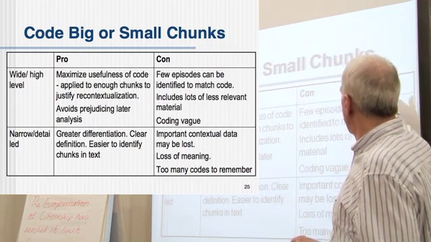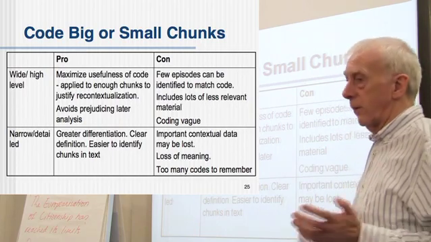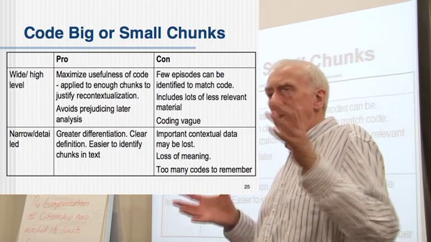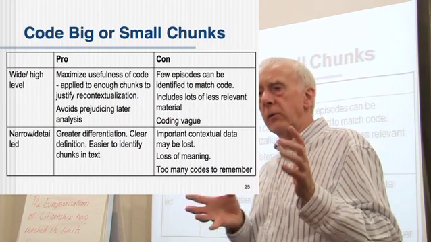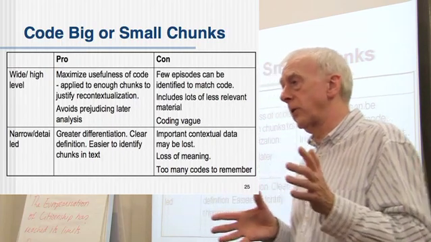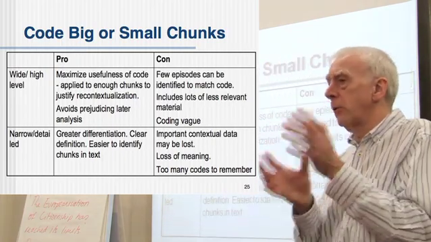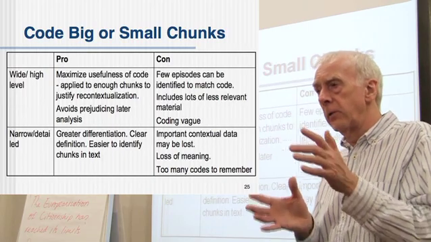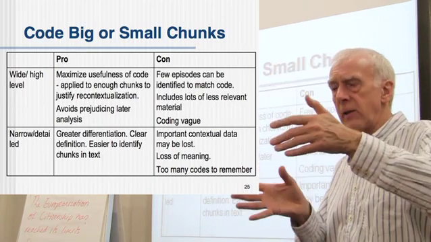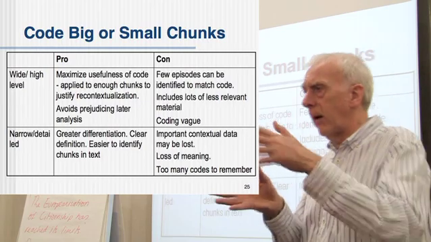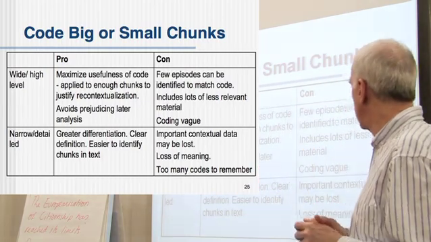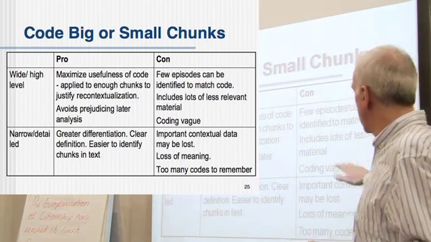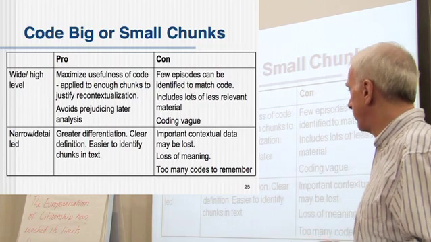The cons are that it's obviously harder to find. I mean, if you've got long passages, is this passage about so-and-so? It's hard to make decisions about long passages, because actually, in a long passage, people talk about lots of different things. So you've got a question about where does it start, where does it end, how much of this actually is about this idea or not. It makes it harder to do that. And the coding, therefore, becomes slightly vaguer.